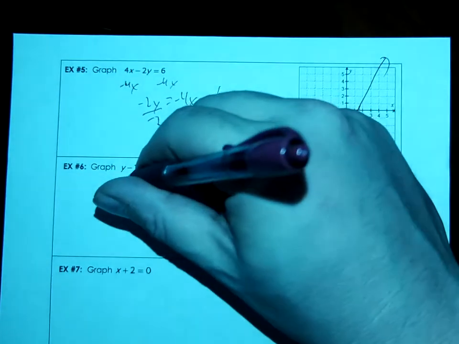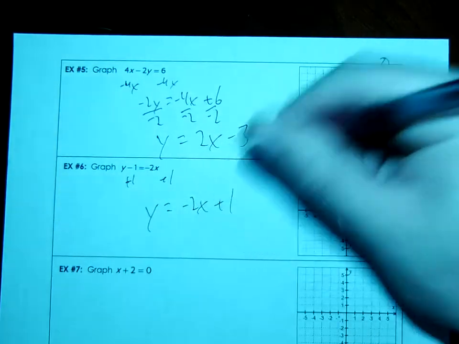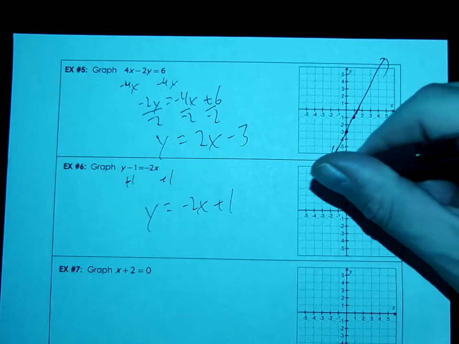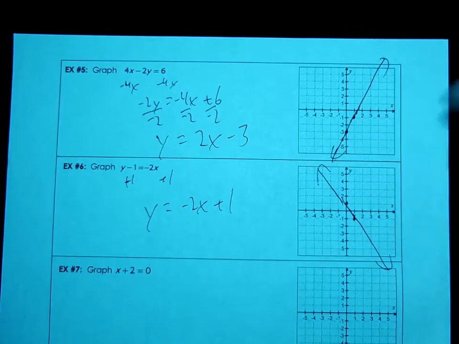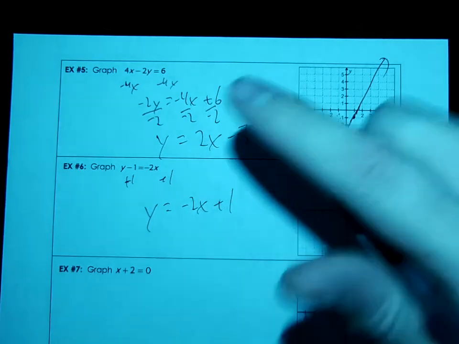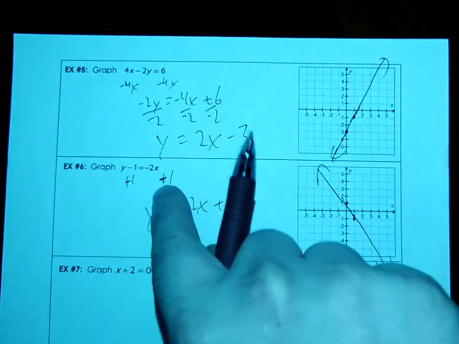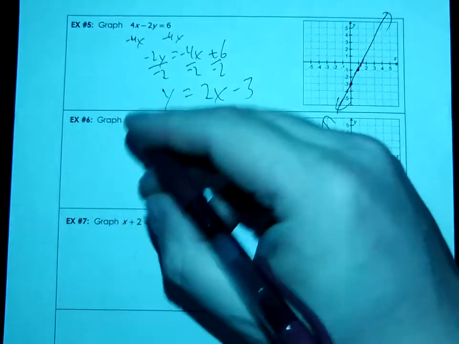Alright, this one, all we have to do is move the 1 over to the 2x, and y is equal to negative 2x plus 1. So start at 1, go down 2 over 1 each time. There we go. This one is pretty much set up for slope-intercept form. It's not set up as standard form at all. So this one I wouldn't graph it with the x-intercept. The x-intercept there would be the half. But I wouldn't graph it with the x-intercept because it's much easier just to do the y-intercept and then the slope there.